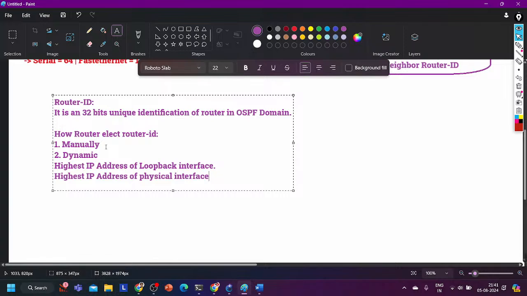Again, if you have multiple physical interfaces, then the highest IP address. And if there is no IP address on the physical interface, like you have not configured the router ID manually, there is no loopback, and there is no IP address on physical interfaces, but you have enabled OSPF. In that scenario also the router needs what? A router ID. Because without a router ID, the router cannot create a database. Once I enable OSPF, the router will start maintaining a database. So the router is going to elect 0.0.0.0 as its router ID. Clear?